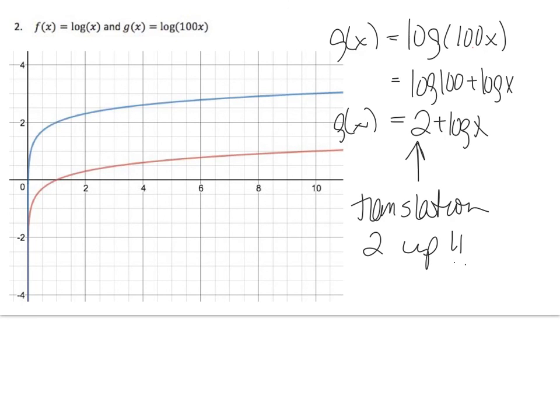The trick here is to get that g of x function to look more similar to the f of x function. And you have to recognize that you can actually take the log of the constant 100. So I split up log 100x into log 100 plus log x. And then I can take the log of 100 and I get 2 plus log x. So now I have something to compare to. So this 2 right here is your translation 2 units up.